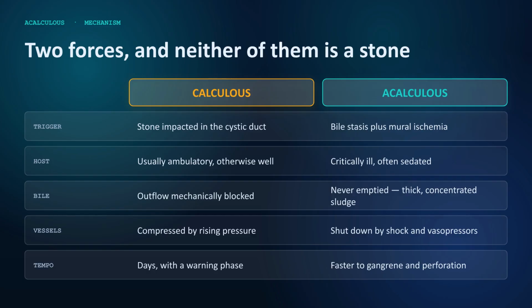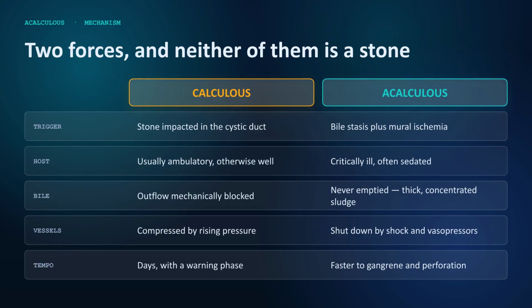Two forces, and neither is a stone. The first is stasis. She has not eaten by mouth in 10 days. Without food in the duodenum, there is no cholecystokinin signal, so the gallbladder never contracts. Bile sits, concentrates, and becomes thick sludge that irritates the mucosa. Opiates worsen this by tightening the sphincter of Oddi. The second force is ischemia. Shock, vasopressors, and systemic inflammation shut down the microcirculation in the wall. Put stasis and ischemia together, and you get necroinflammation with no obstruction at all.